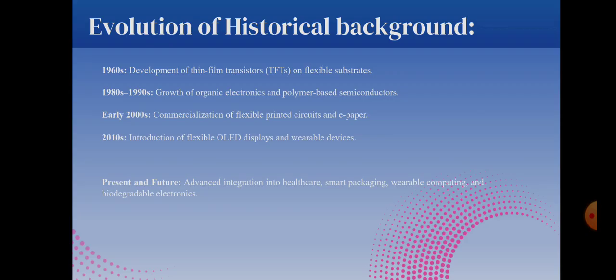Evolution and historical background. Now let's look at the evolution of flexible electronics. In the 1960s, the journey started with the development of thin film transistors on flexible materials. During the 1980s and 1990s, organic electronics and polymer-based semiconductors began to grow in popularity.